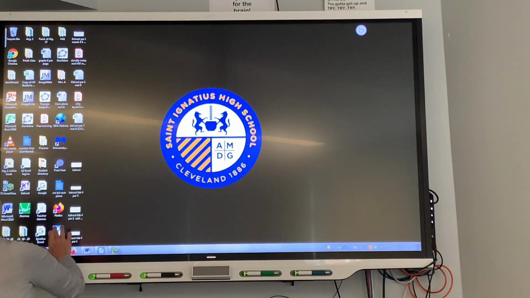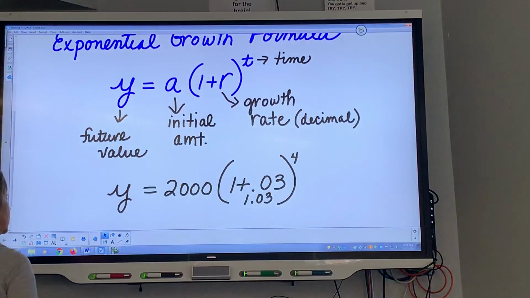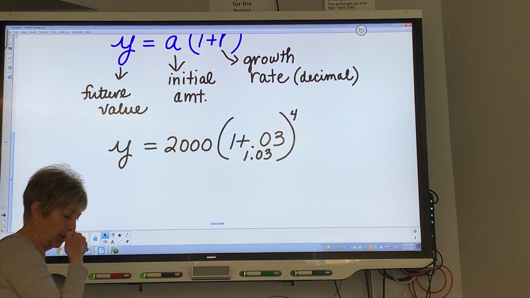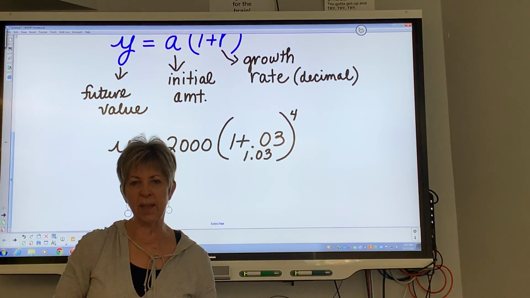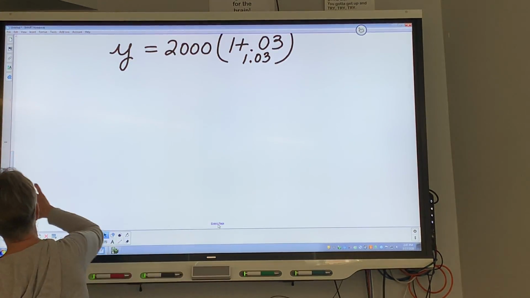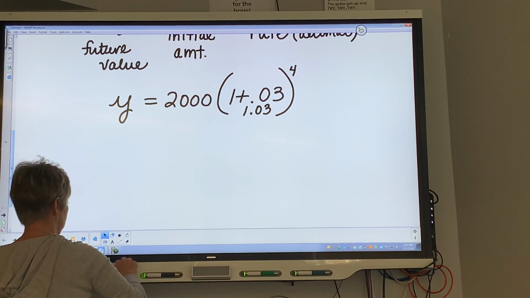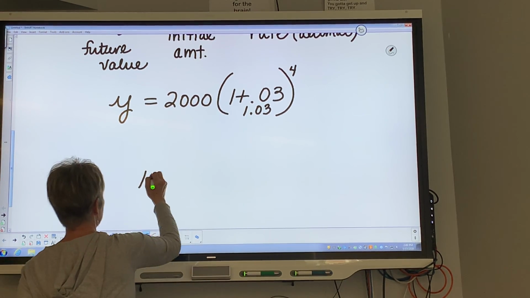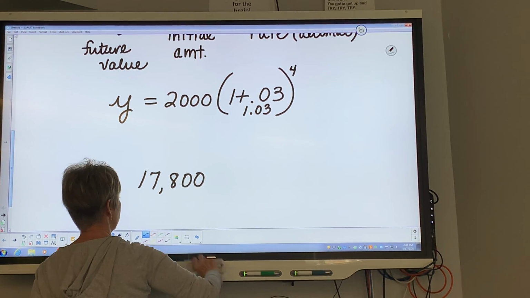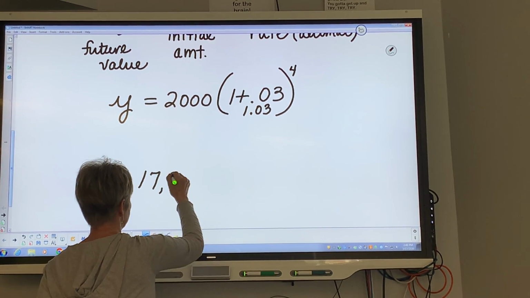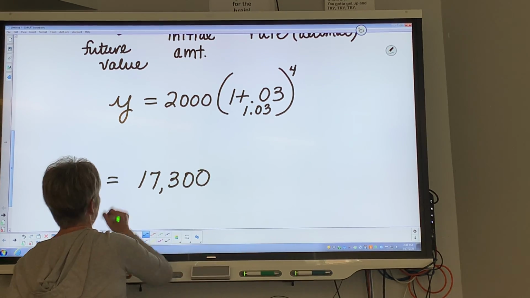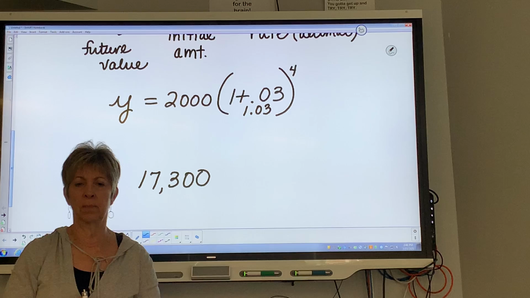Okay, now let's go back and do another one. This will be a fun one. Of course, not so fun for you guys, but it'll make your parents feel better. Right now, tuition is $17,800. Or is it, no, it's $17,300. There was a 4% increase this year.